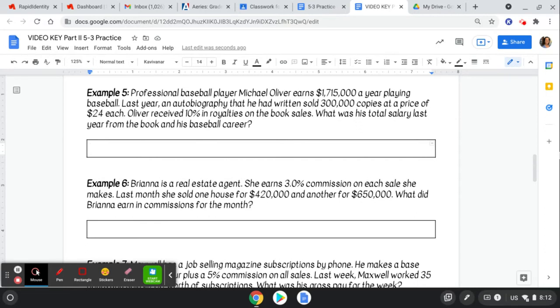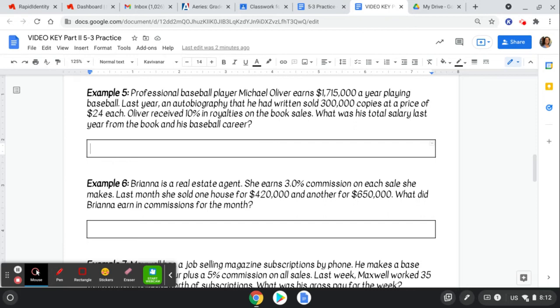Professional baseball player Michael Oliver earns $1,715,000 a year playing baseball. Last year, an autobiography that he wrote sold 300,000 copies at a price of $24 each. He received 10% in royalties on the book sales. What was his total salary last year?